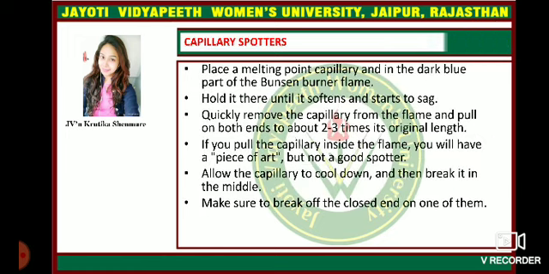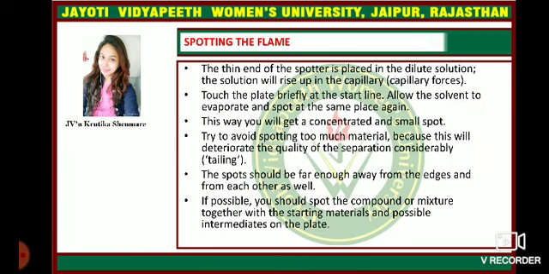Capillary spotters. Place a melting point capillary in the dark blue part of the Bunsen burner flame. Hold it there until it softens and starts to sag. Quickly remove the capillary from the flame and pull on both ends to about 2 to 3 times its original length. If you pull the capillary inside the flame, you will have a piece of art but not a good spotter. Allow the capillary to cool down and then break it in the middle. Make sure to break off the closed end on one of them.